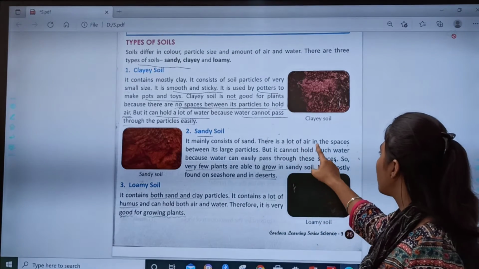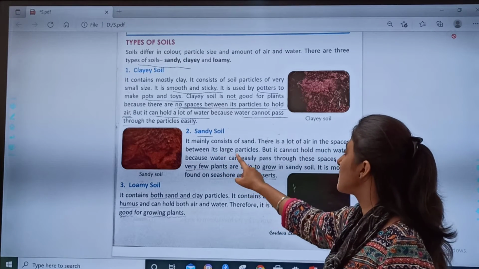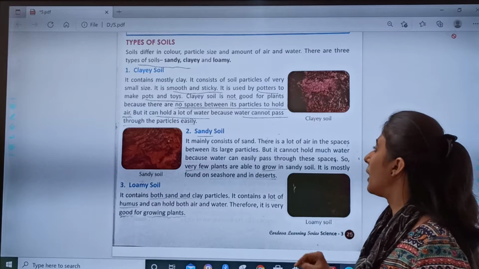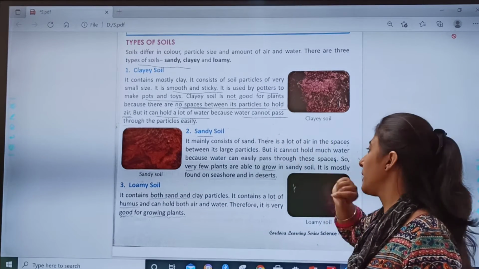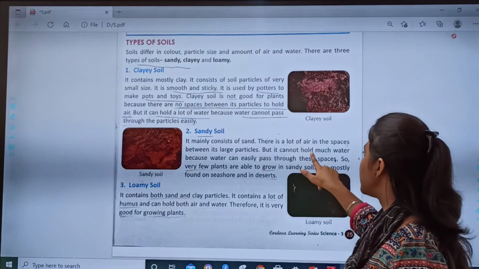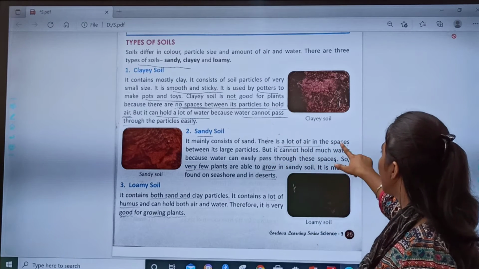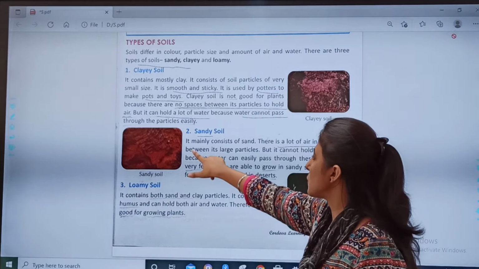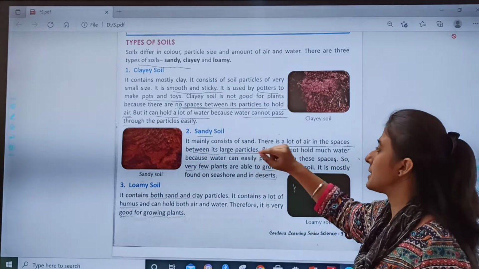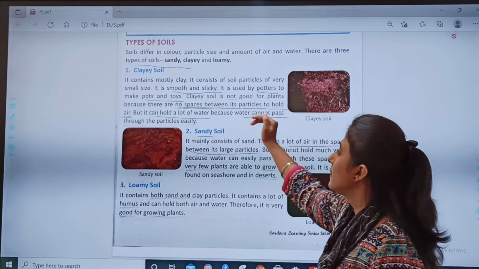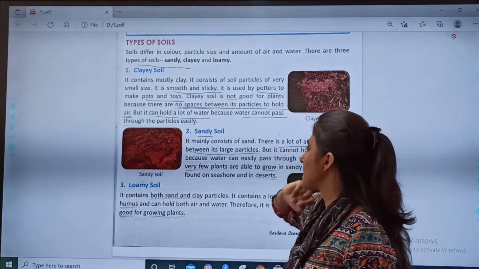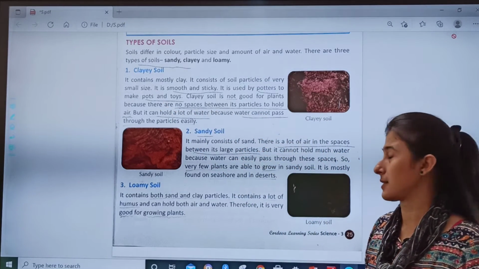There is a lot of air in the spaces between its large particles. Now here presence of air is there. In clay soil it was not there. So you have to remember this. There is a lot of air in the spaces between its large particles. यहाँ पे large particles हैं. Okay, if you compare this, here there were small size particles, here large particles.